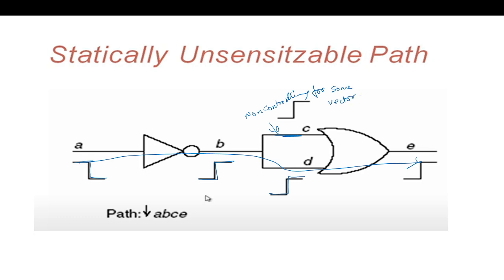But here, because it is a fan out branch, both have the same transition, so we cannot sensitize this path. We had a transition here and the output also has the same transition. So this is an unsensitizable path.